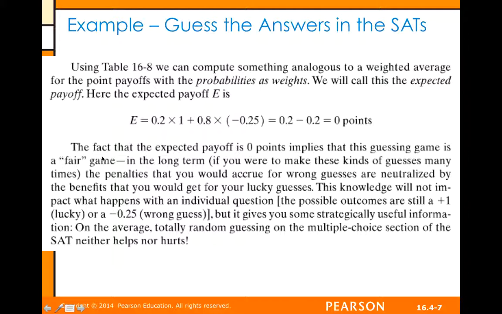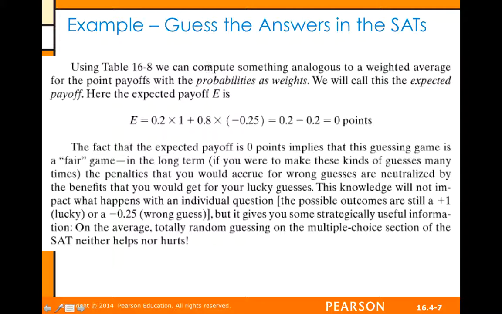Okay, so we're going to look at some more examples here, but the key thing to take away from this is the phrase in the long term or in the long run. When you're taking the SAT, if you only guess on, let's say, 6 questions, that's not very many, then who knows what might happen. You might get lucky on all of them and get a payoff of 6, or you can get all of them wrong and get a payoff of negative 1.5, or anything in between. In the short run, if you're only going to answer 6 questions, we have no idea what will happen.